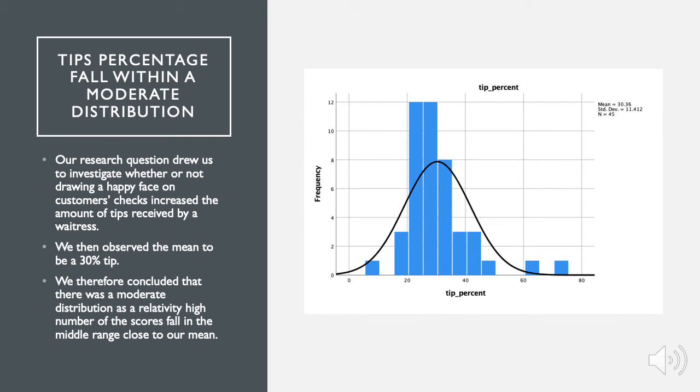Our research question drew us to investigate whether or not drawing a happy face on customers' checks increased the amount of tips received by a waitress. We then observed the mean to be a 30% tip. Therefore, this led us to the conclusion that there was a moderate distribution, as a relatively high number of the scores fell in the middle range close to our mean.